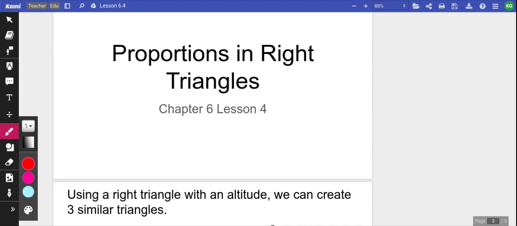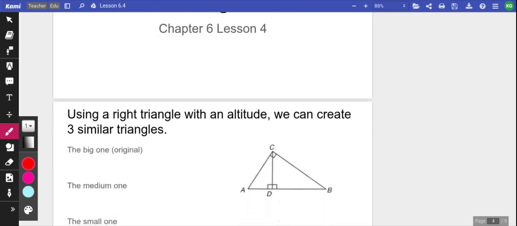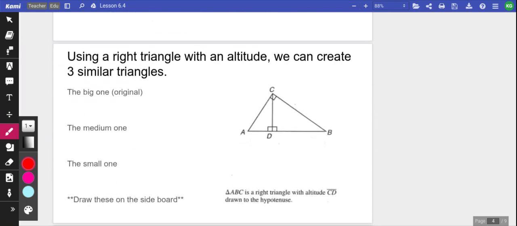Chapter 6, Lesson 4, Proportions in Right Triangles. Using a right triangle that has an altitude, we can create three similar triangles. The first one being the original.